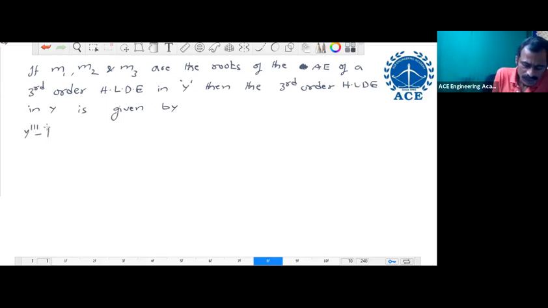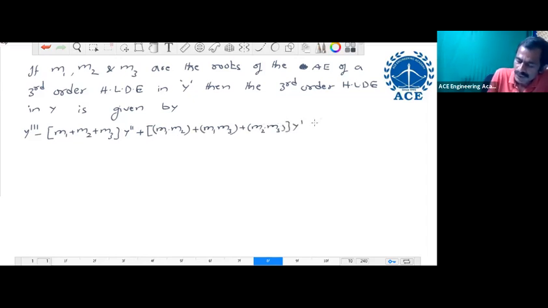y triple dash minus (m1 plus m2 plus m3) into y double dash plus (m1 into m2 plus m1 into m3 plus m2 into m3) into y dash minus m1 into m2 into m3 into y equal to 0.